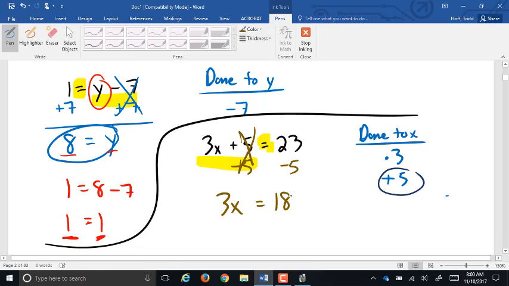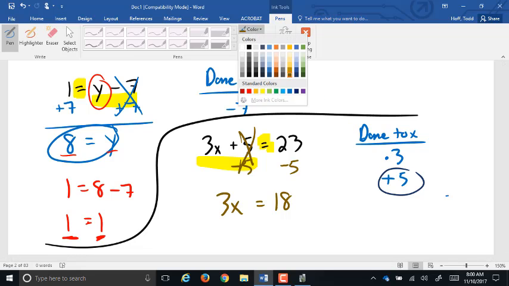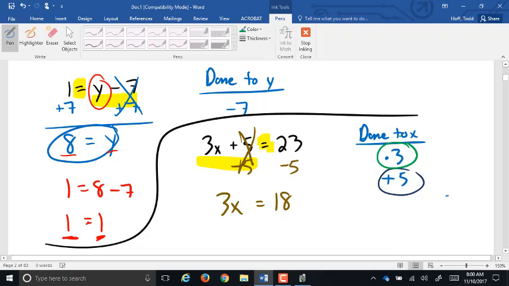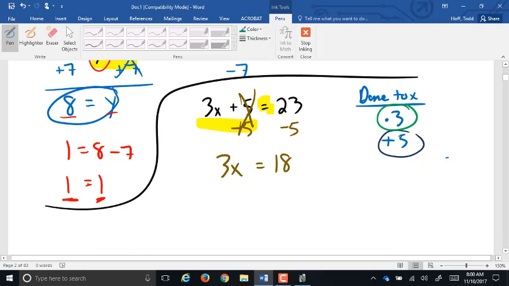23 minus 5 is 18. And then we've got to go back and remove the times 3. How do we remove that? Divide by 3. Now you're going to see me just do that instead of putting the divide symbol in there. So the 3 divides out. X equals 18 divided by 3 is 6.